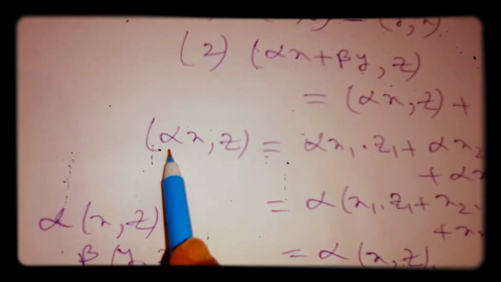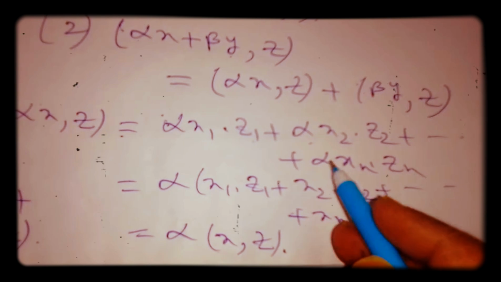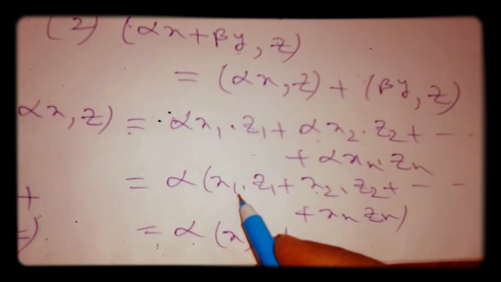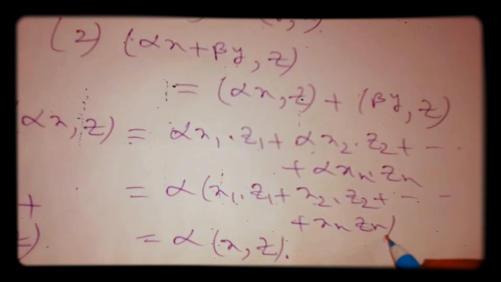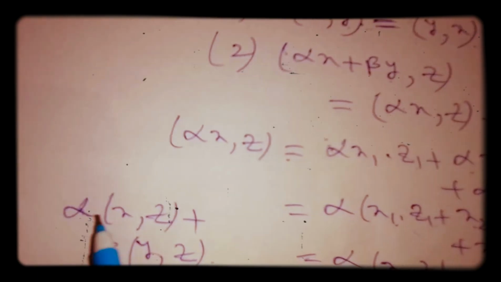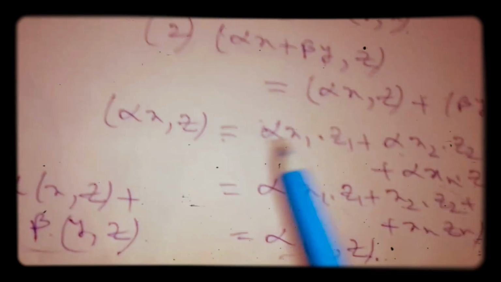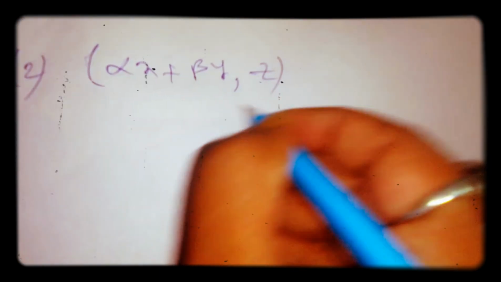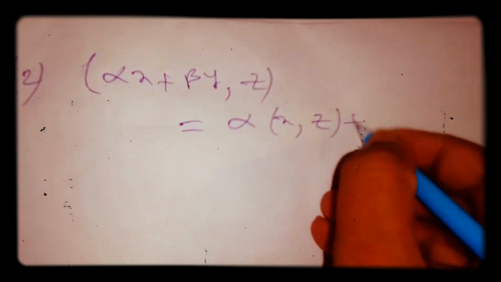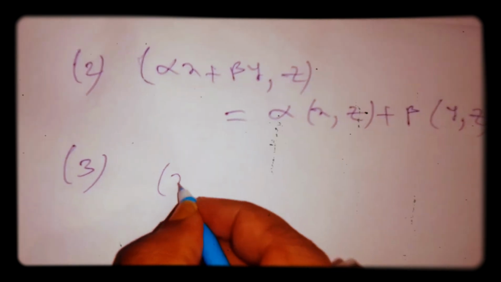Taking alpha common in this manner, alpha times x1 z1 plus x2 z2 up to xn zn, this converts to x dot z. So this result can be put in the form alpha times (x, z), and similarly the other result can be put in the form beta times (y, z). Finally we write the second result: alpha x plus beta y dot z equals alpha times x dot z plus beta times y dot z.